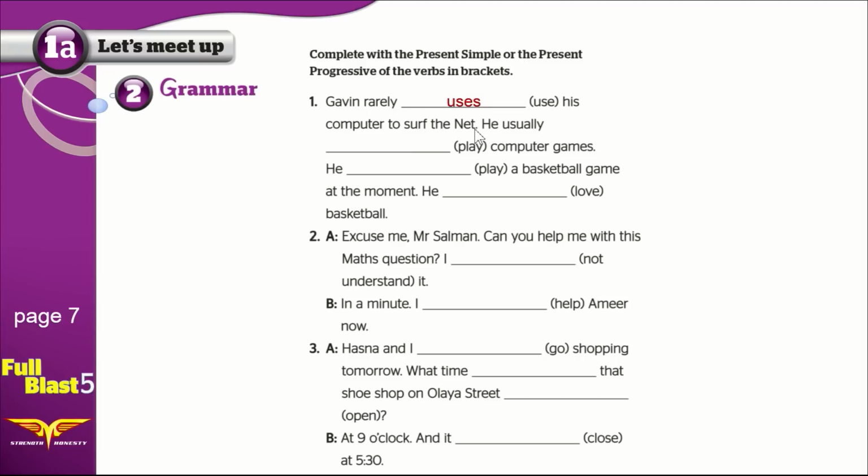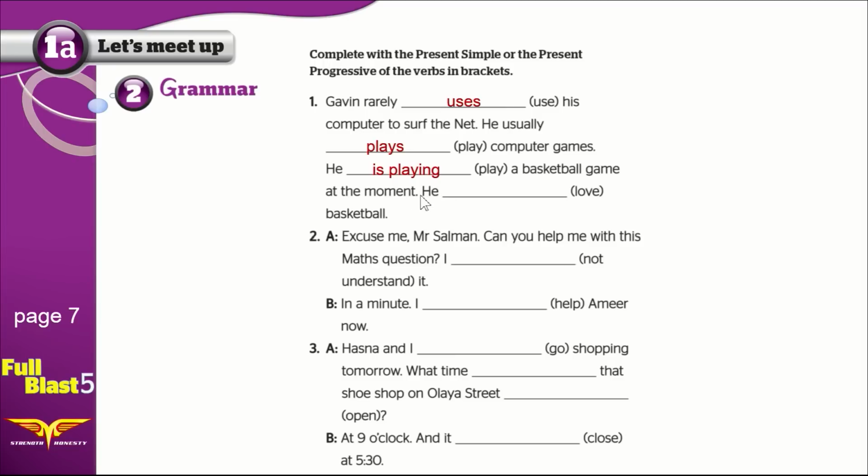Now, another sentence starts here. He usually, again, we have he, we have usually, present simple, plays computer games. He play a basketball game at the moment. Look, we have at the moment means now. Now we can't use present simple. We have to use present progressive. We add the verb be, is, he is, and we add ing to the verb. He is playing a basketball game at the moment.